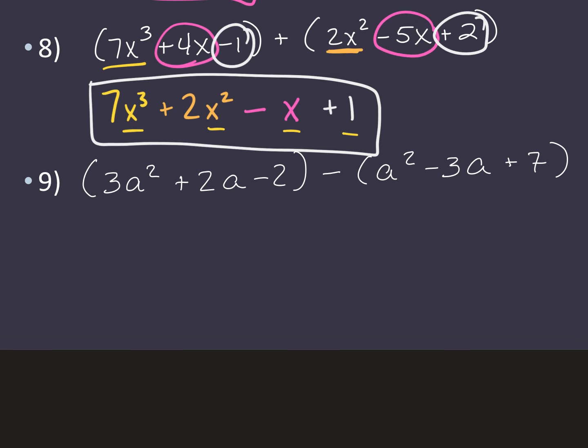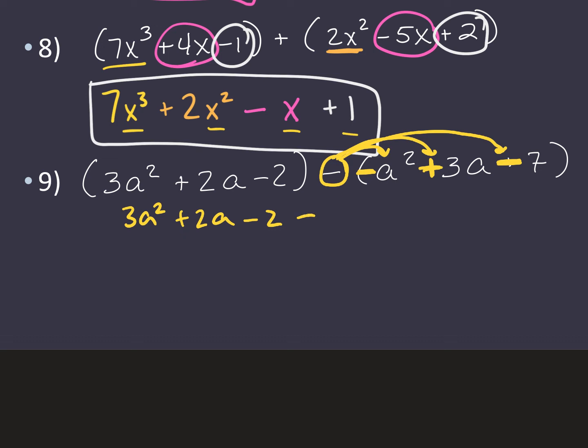All right, next for number 9, we're going to start by distributing the negative. So whenever we subtract, we have to remember to distribute the negative, and it changes the sign of each term behind it. So this is now a -a squared, a plus 3a, and a -7. So I'm going to rewrite it before I combine my like terms. So 3a squared plus 2a minus 2. The first parenthesis stays the same. The ones after are the ones that change the sign. So -a squared plus 3a minus 7.